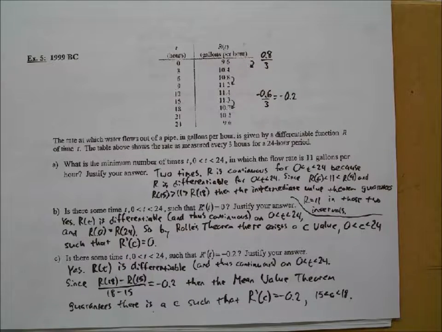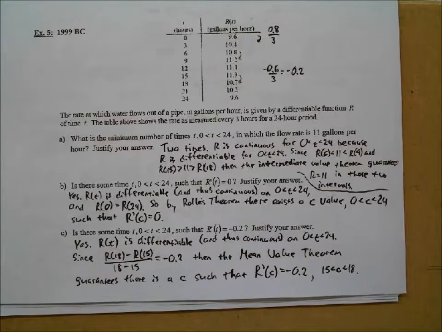And then letter C, is there some time t, 0 less than t less than 24, such that r prime of t is equal to negative 0.2? The answer, of course, is yes here. Well, not yes, I guess. It's not so obvious, is it? So how do we do this one?